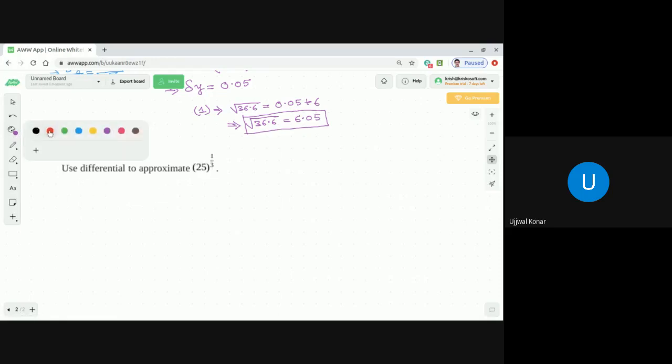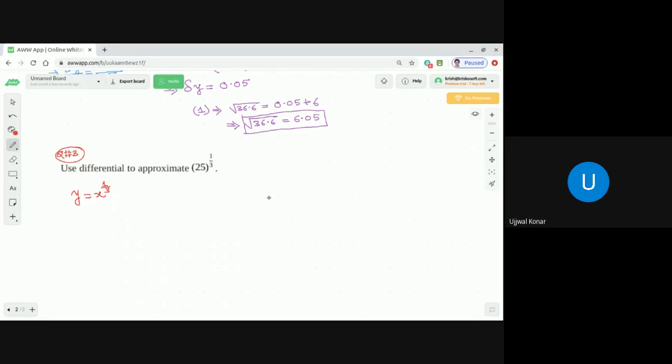So let's discuss one by one. We need to find the approximate value of 25 power 1 by 3. Now, one thing to be pretty sure of is that our function is going to be y is equal to x to the power 1 by 3. That is our function. But what is x and what is delta x? That we need to find.